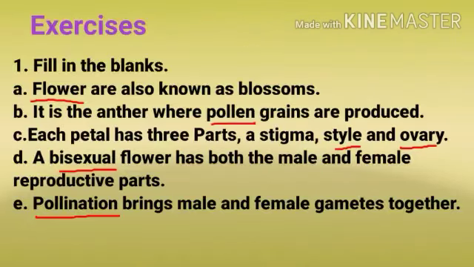Now let us do some exercises. Number 1, fill in the blanks. A. Flowers are also known as blossoms. B. It is the anther where pollen grains are produced. C. Each petal has 3 parts, a stigma, style and ovary. D. A bisexual flower has both the male and female reproductive parts. E. Pollination brings male and female gametes together.